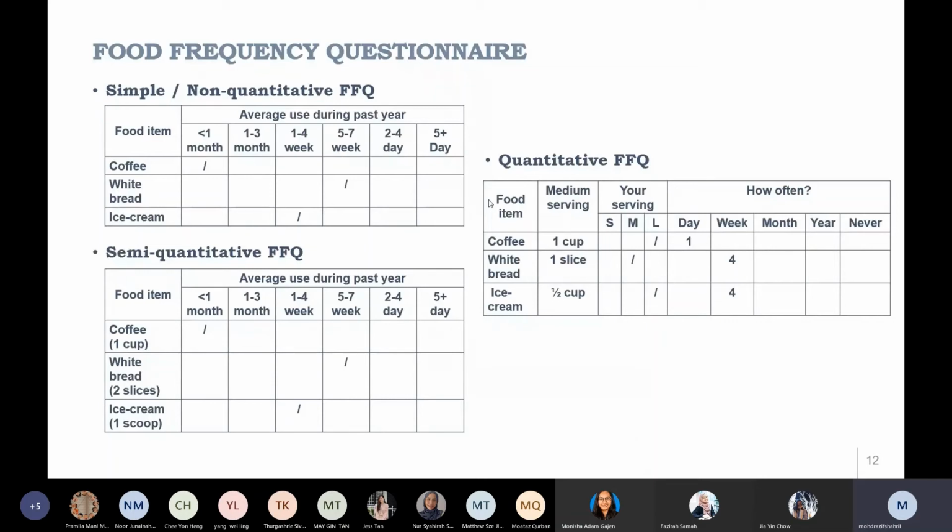For example, when we have nasi lemak and then nasi goreng, kway teow, mee goreng, bihun goreng, these are all common foods being consumed for breakfast among Malaysians. So based on my experience, maybe you also have experienced it, people will tick daily for all the foods. So they will tick daily for nasi lemak, daily for bihun, daily for mee goreng.